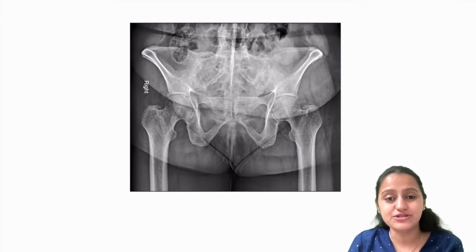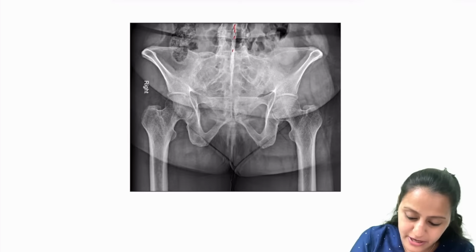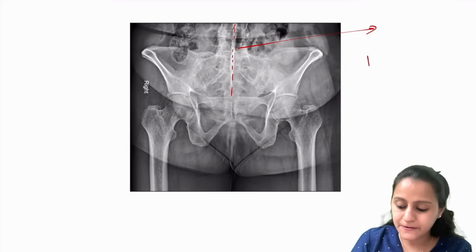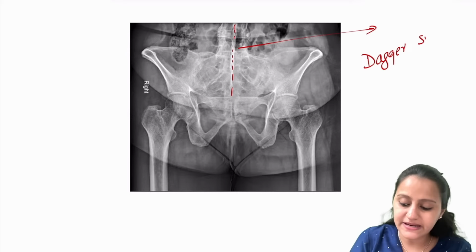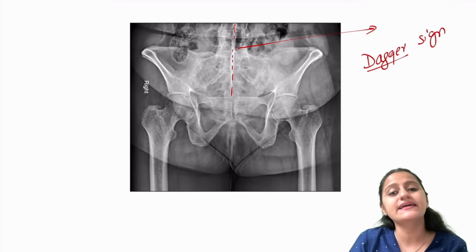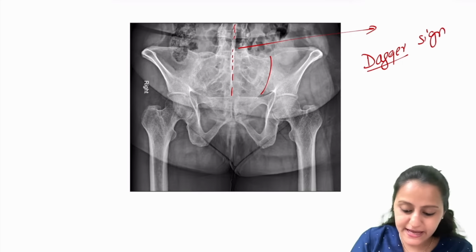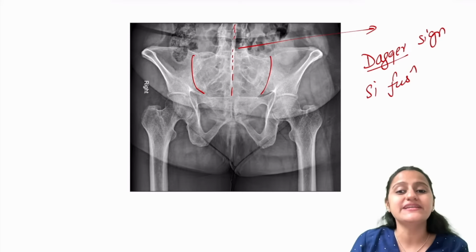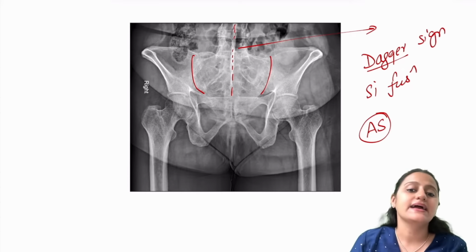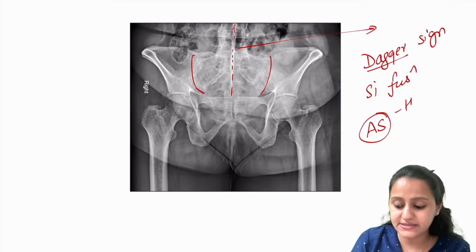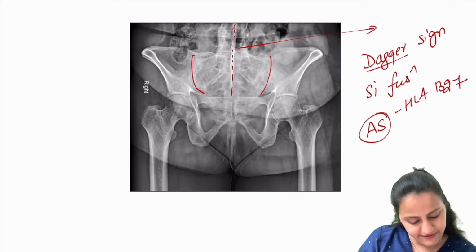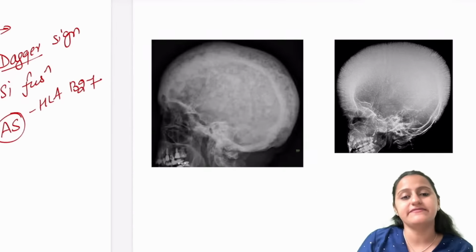Coming to musculoskeletal radiology, important images. Very, very important. What are you seeing here? The white line in the center. That is the dagger sign. Sacroiliac joint fusion, SI joint fusion, dagger sign. This is seen in ankylosing spondylitis. What HLA will you test for? HLA-B27.